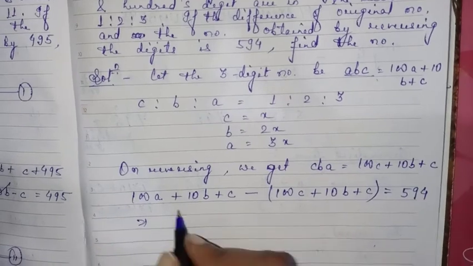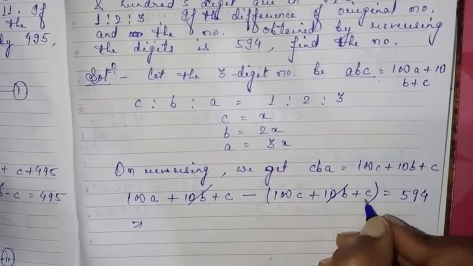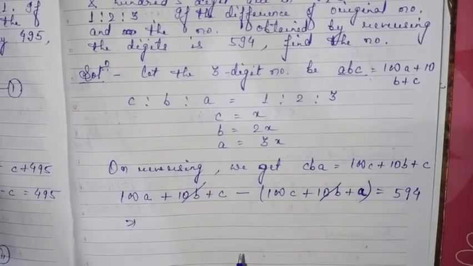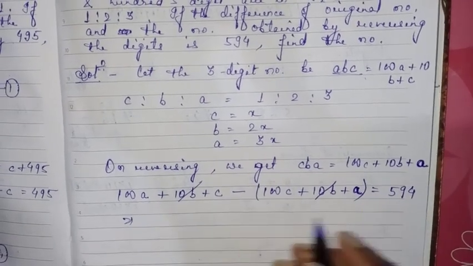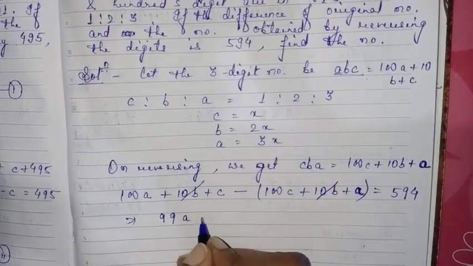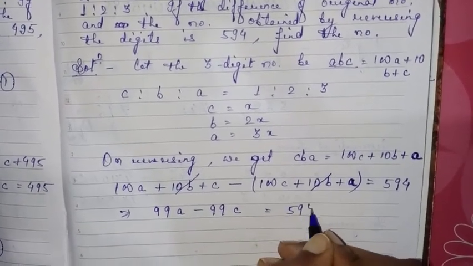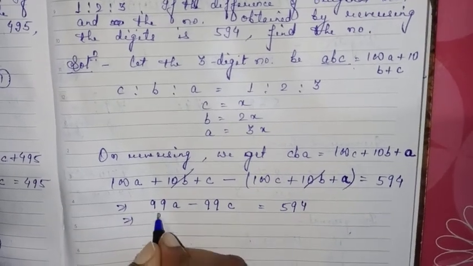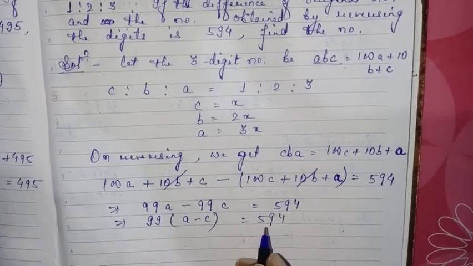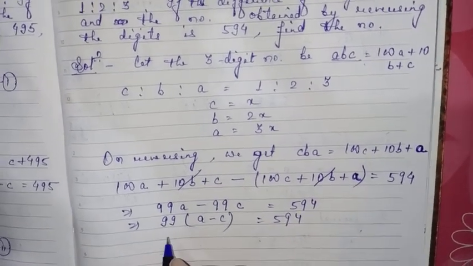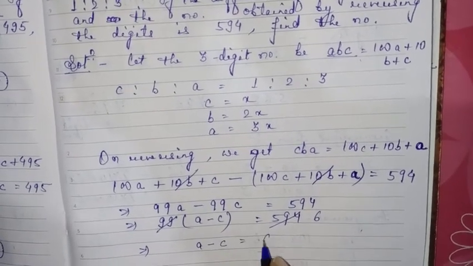Now solve this one. 10B minus 10B cancel. 100A minus A is 99A, plus C minus 100C is minus 99C, so is equal to 594. If you take 99 common, you will get A minus C is equal to 594 by 99. If you cancel this one, you will get 6. So A minus C is equal to 6.